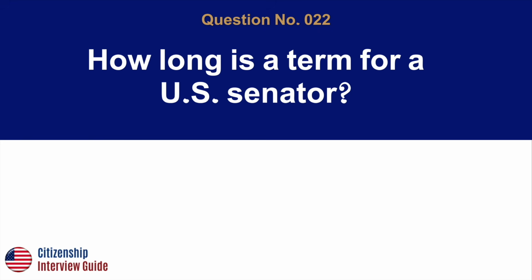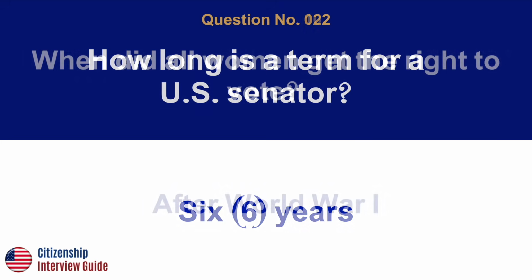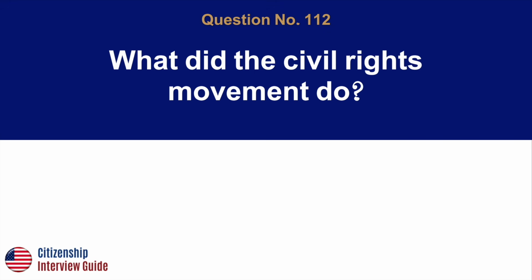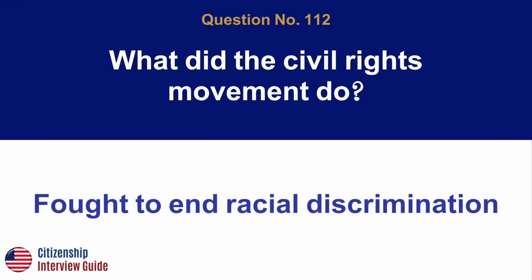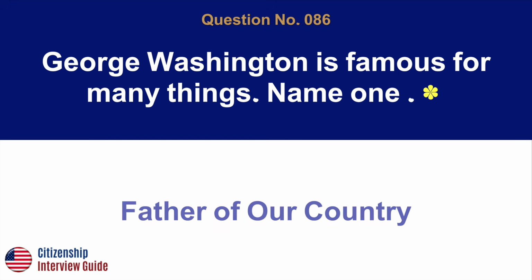How long is a term for a U.S. Senator? 6 years. What did the Civil Rights Movement do? Fought to end racial discrimination. George Washington is famous for many things. Name one. Father of our country.